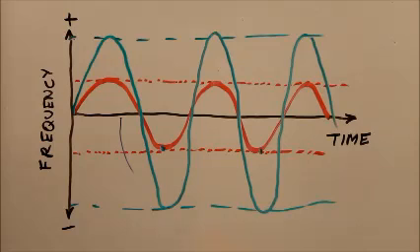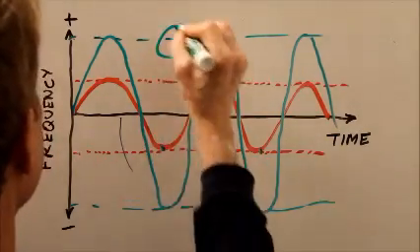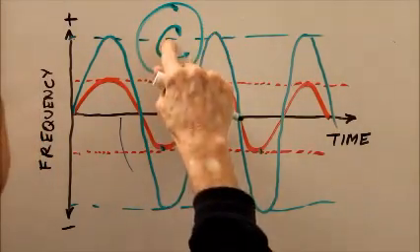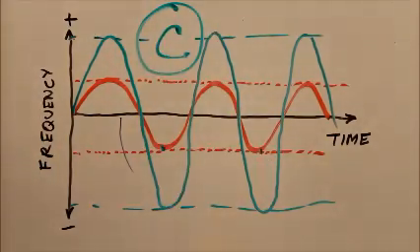So the correct answer at the end of all of this discussion is C, as in Charlie. We can use a frequency multiplier to increase the deviation of these types of signals.